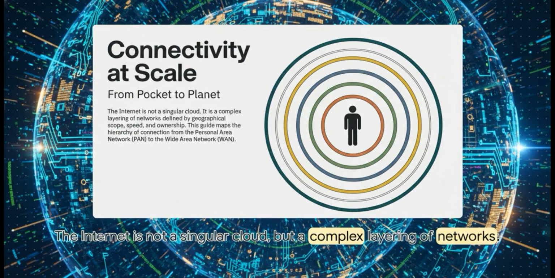So first things first, let's bust a common myth. This idea of a single magical cloud where everything lives, it's not really accurate. The internet isn't one big thing. It's actually a series of nested layers. Think of them like Russian dolls of connectivity, where each layer fits inside the next, and each has its own unique scope and its own set of rules.